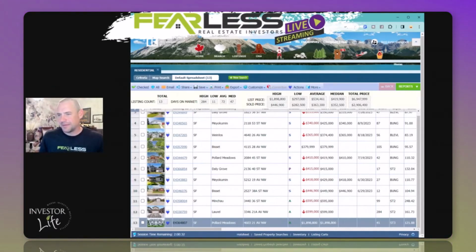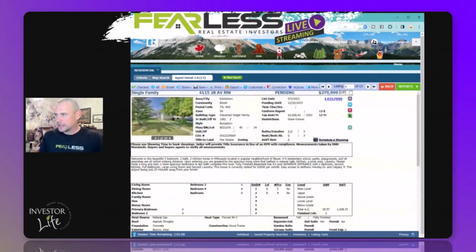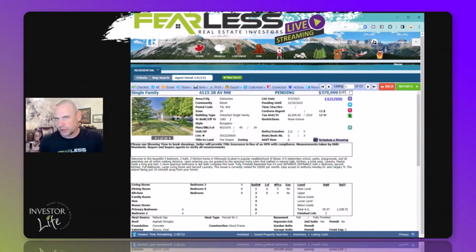Okay, so hopefully that makes sense. Let's pick this one, guys. This is the cheapest one. Now, this is currently pending, so it's not available right now, but this is what the MLS sheet looks like from the realtor side of things. When they print off a public one, it's slightly different. It doesn't have all the information that a realtor sees. For example, some of the showing information, how to book a showing, etc.